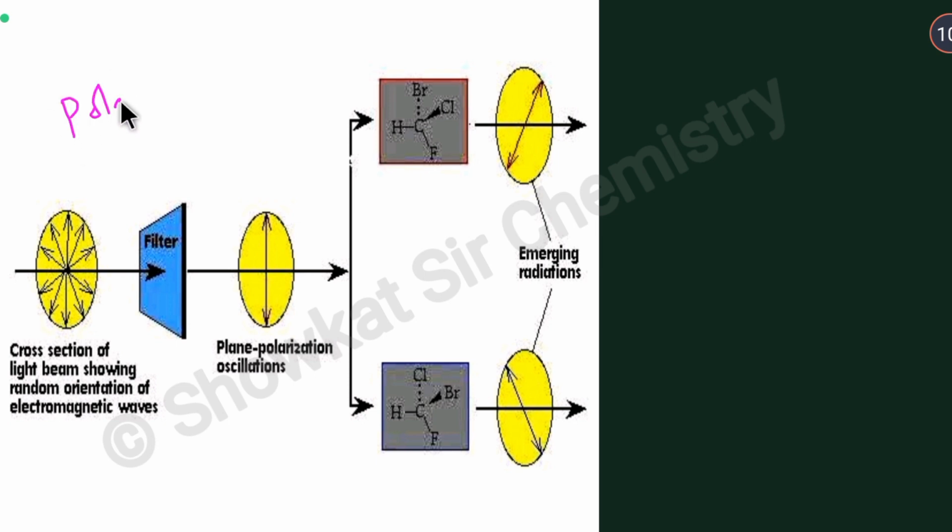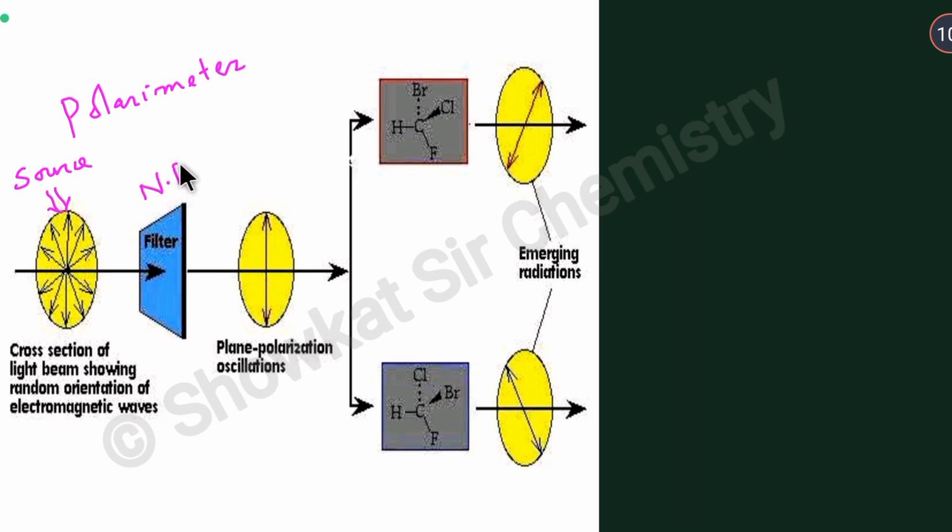In the case of a polarimeter, first of all, we have unpolarized light. So this is the light which is shown here. Unpolarized means it is normal light which comes from the source, right? So let's say we have a source which gives the light. Now this light is passed through a Nicol prism.